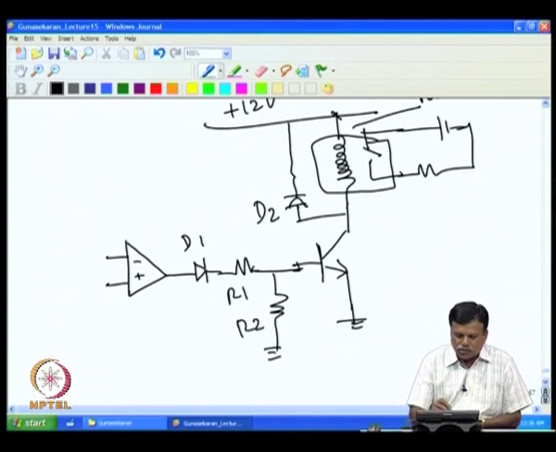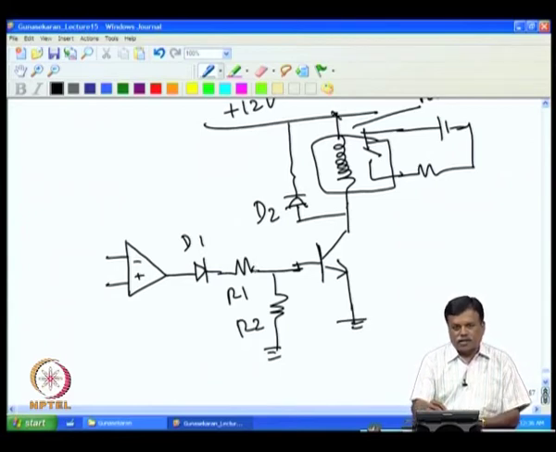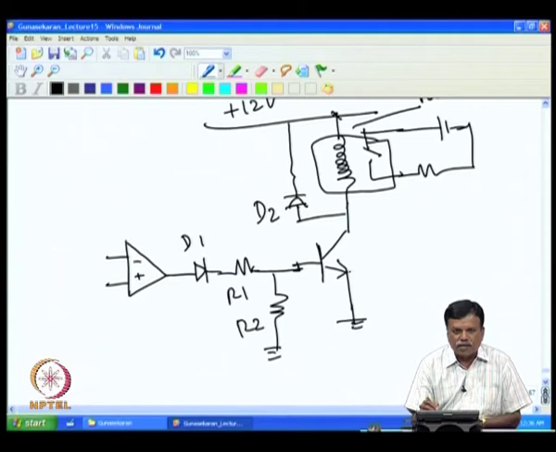Of course, without D1 it can also work, but it is not a good design, banging a minus on the transistor. If the transistor base-emitter reverse voltage exceeds 7 volt, most transistors go bad if the current is not limited. Of course, you have a current limiting resistance here, so it may not go bad, but nevertheless it is not necessary to design like that. It is considered a bad design, banging minus on the transistor, which is not required.